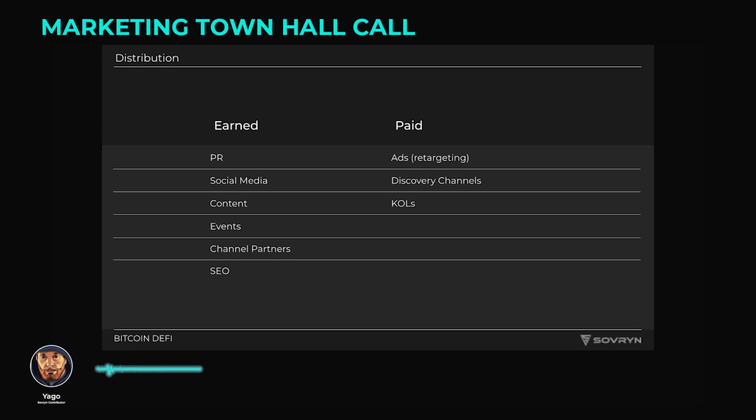And then on the paid side, there's ads. And to the extent that we use that, we'd probably focus primarily on retargeting. In other words, users who have already shown an interest in Sovryn, getting them to re-engage if they're not engaged.